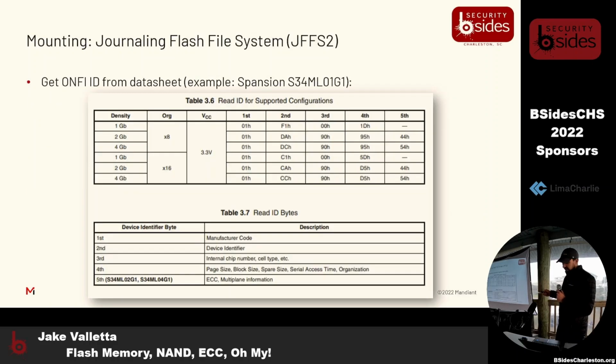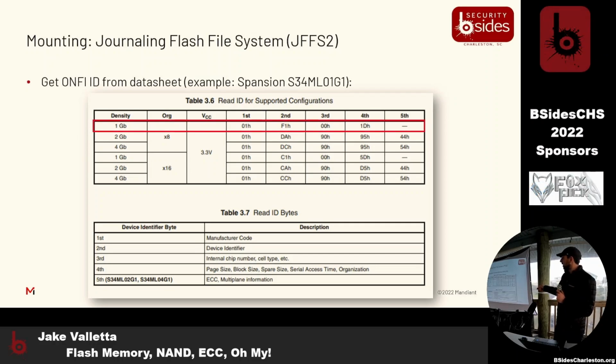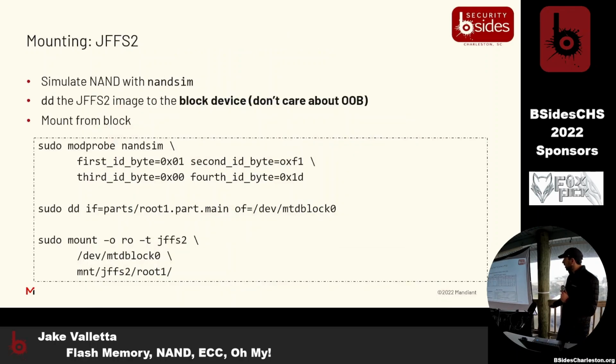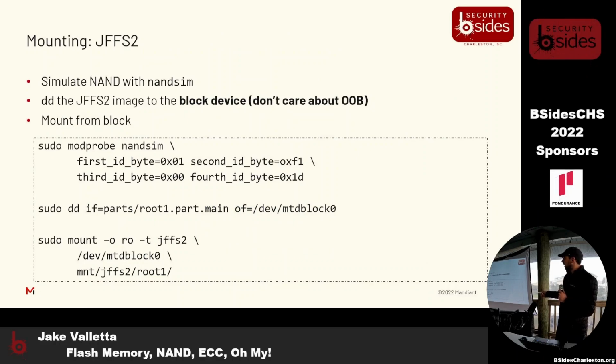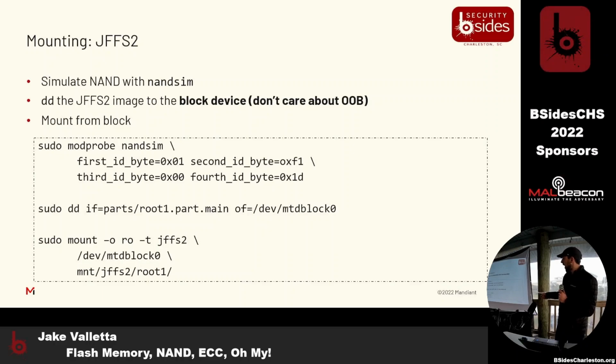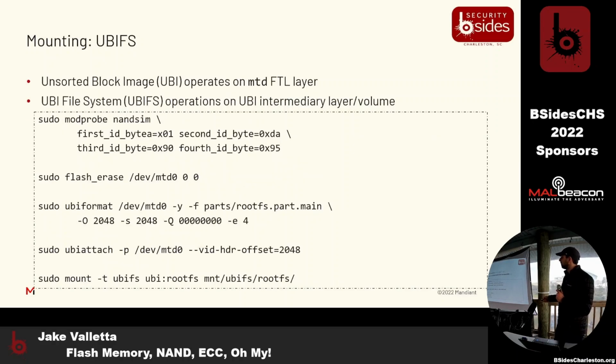Okay, I'm going to go quick because I have 5 minutes left here. This is what the data sheet will look like. You'll get that 4-byte identifier from it here, and it's going to be all defined for you, 0x98, 0xF1, 0x00, 0x1D. You'll basically plug that into NANDSIM here, right? So the same bytes I added here. This is for JFFS2. With this one you can create a NAND simulation and then use dd to just copy it to the block driver, right? So the higher level one. And then you can mount it using mount down here. So that one's actually pretty straightforward.